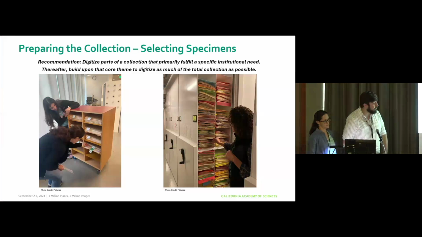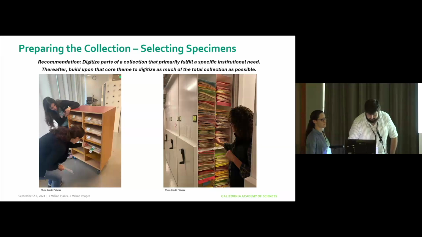So in regards to selecting specimens for digitization, we recommend to digitize parts of a collection that primarily fulfill a specific institutional need, and thereafter build upon that core theme to digitize as much of the total collection as possible. In your collection, you might find it both simple and difficult to select a portion you want to digitize. While it's usually easiest to digitize a collection from one end to another, that's not always an option based on time, funding, or other important considerations like material format and specimen condition.